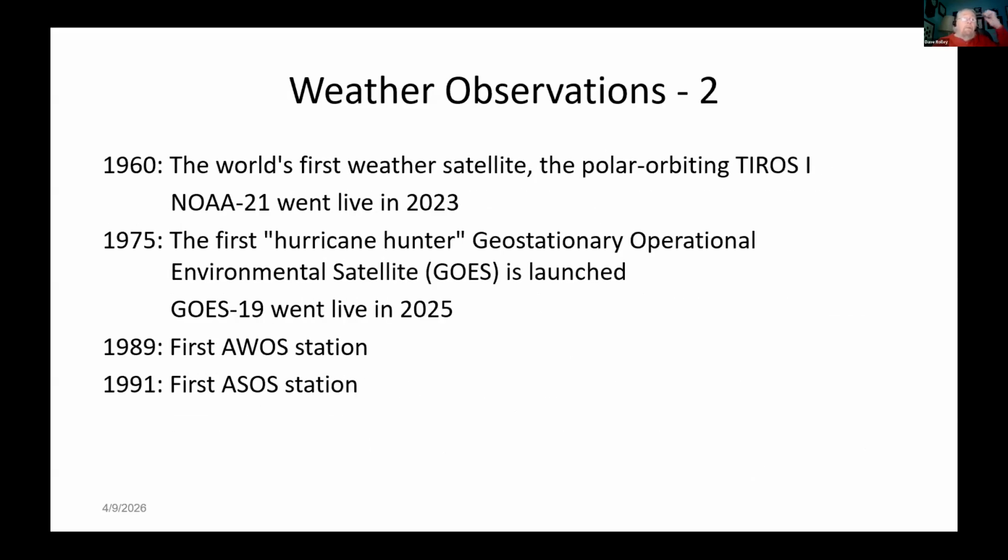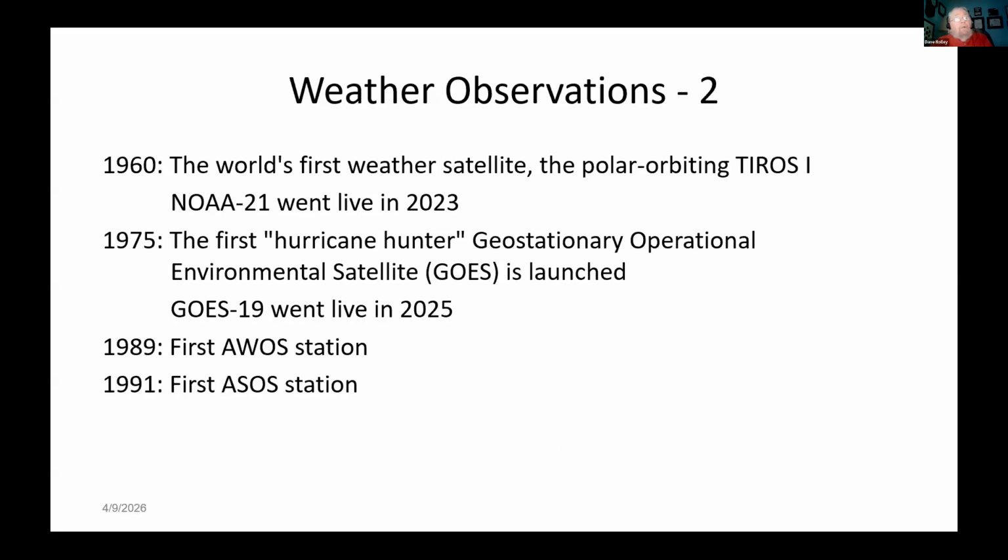In 1960, the world's first weather satellite, a polar orbiter called TIROS. And we're now up to the NOAA satellites, where the polar birds are called NOAA dash and a flight number. We're up to Bird 21, which went live in 2023, and Bird 22 will launch in 2027. So that gives a polar orbit weather satellite.